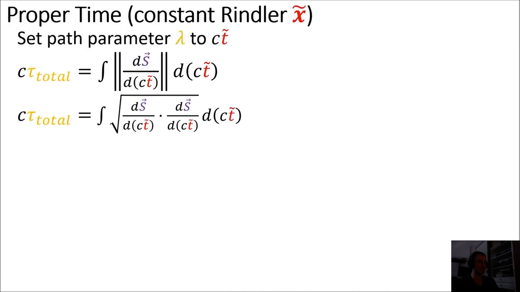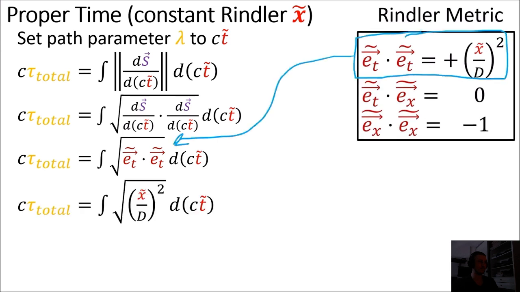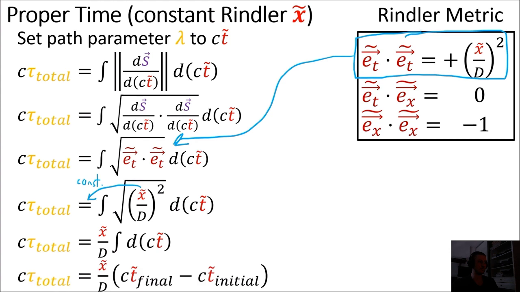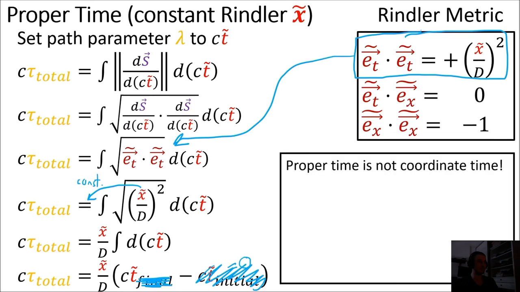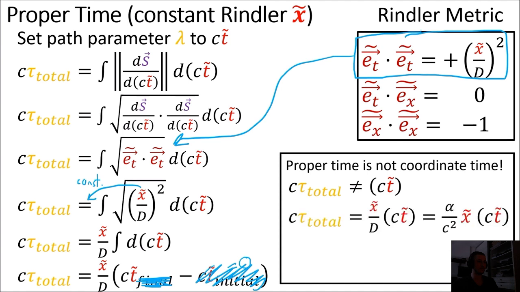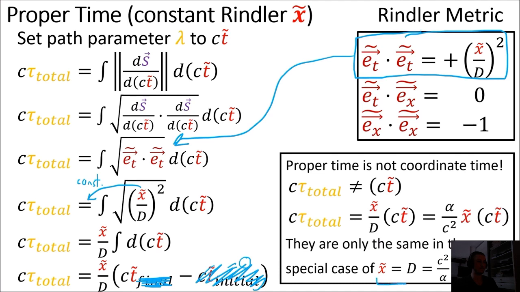If we compute this integral, remembering the Rindler metric and that the x tilde coordinate is constant, then we get that the proper time along a curve of constant x tilde is x tilde over d times the final time minus the initial time. If we assume that the starting time is 0, we just get x tilde over d times ct tilde. This formally proves what we assumed in Relativity 105 Part B. The proper time c times tau along a hyperbola in Rindler coordinates is not equal to the coordinate time ct tilde. They are only the same in the special case of x tilde equals d.